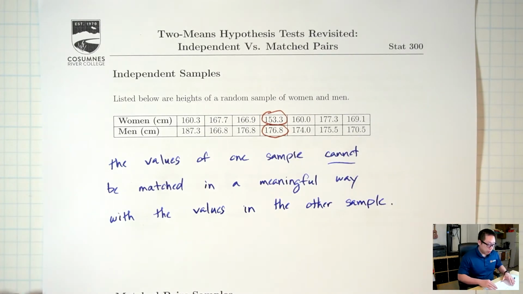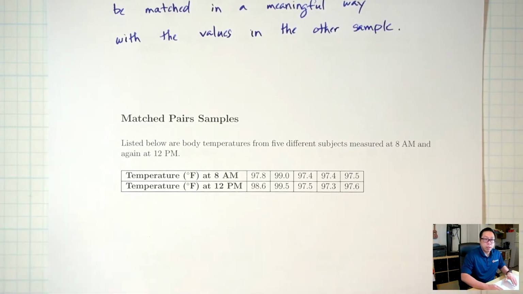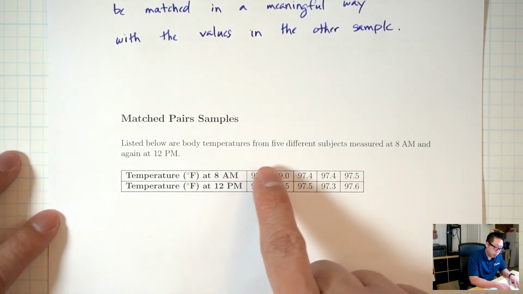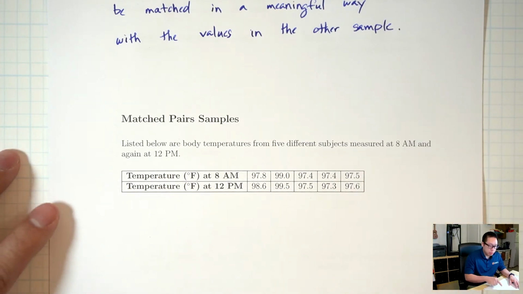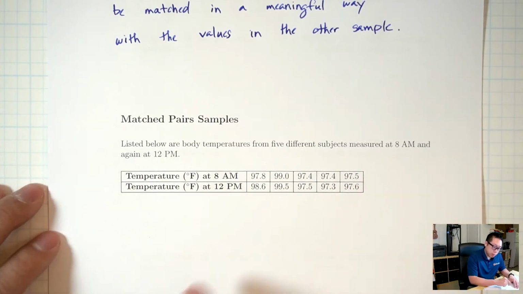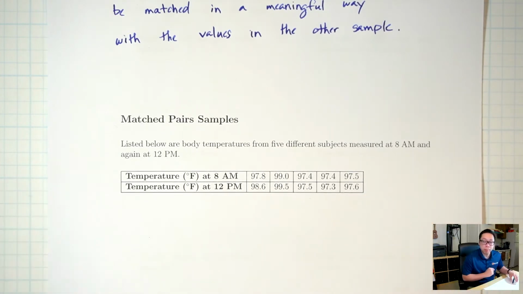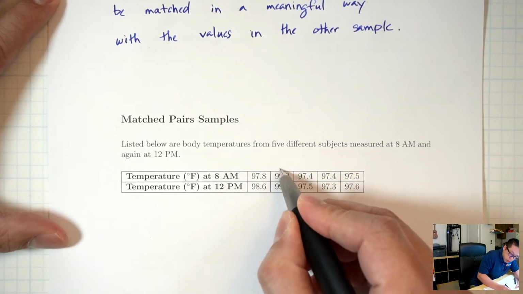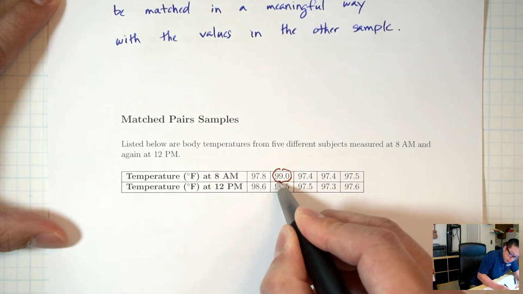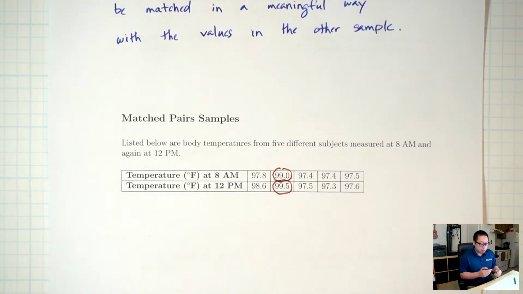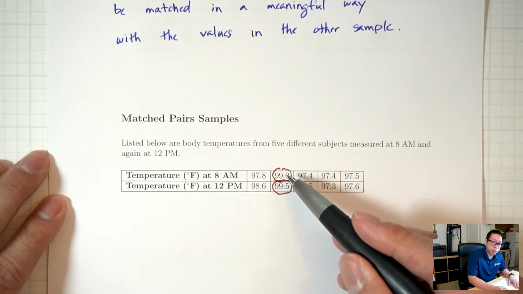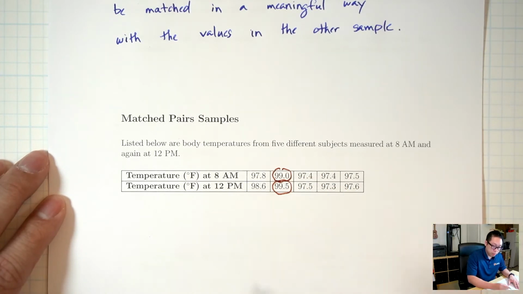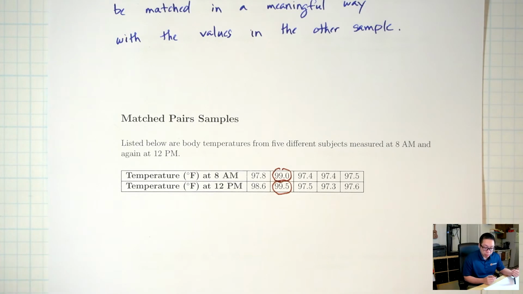And this is different from the next example. Here listed below are body temperatures from 5 different subjects measured at 8 a.m. and again at 12 p.m. Okay, first row, these are temperatures at 8 a.m. Second row, these are temperatures at 12 p.m. And now let's take a look at two of these temperatures. 99.0 and this 99.5. Now, based on the description here, is there any reason why this 99.5 needs to go with this 99.0? And here, the answer is yes.